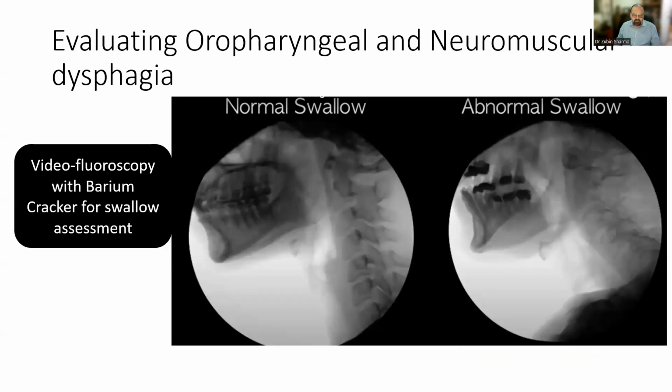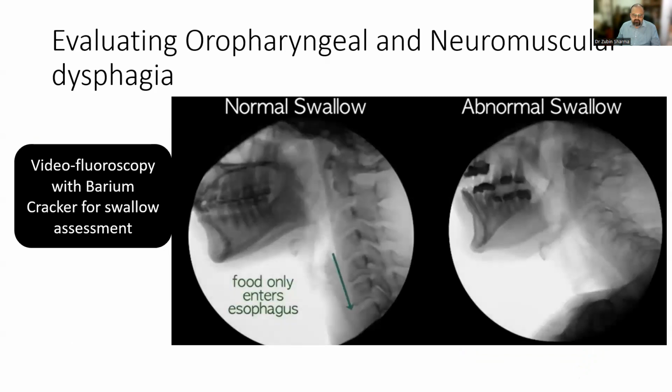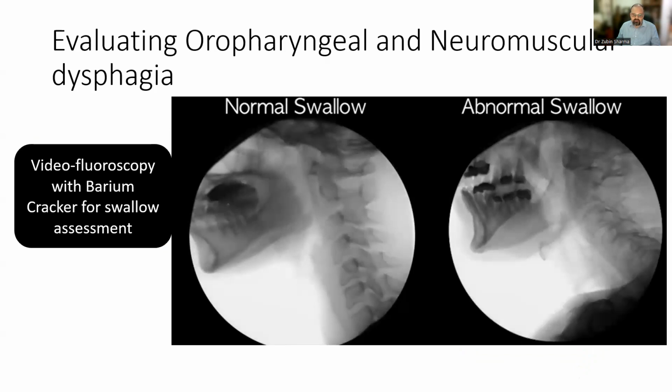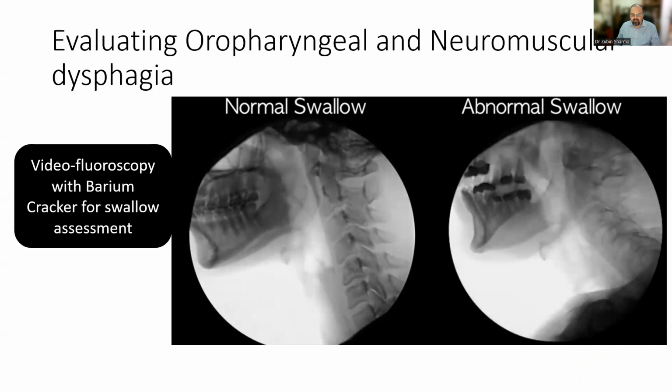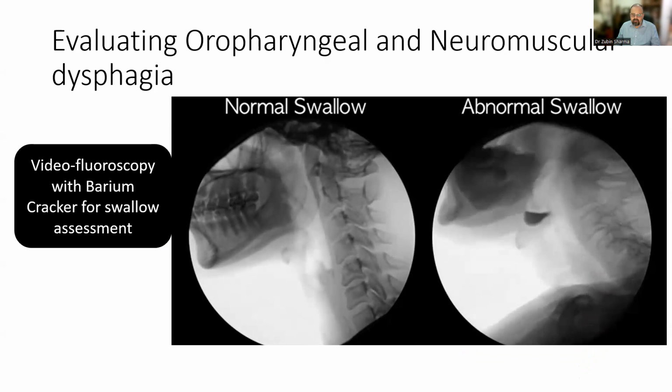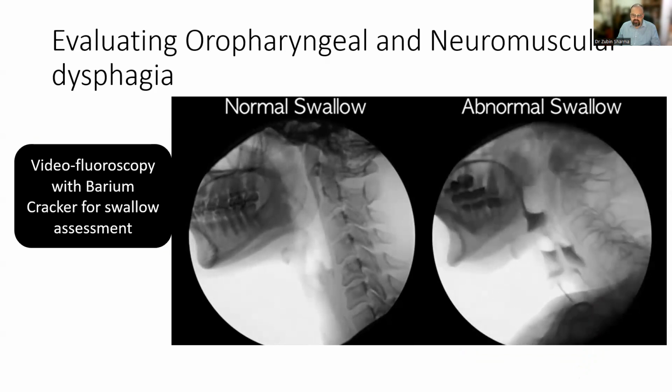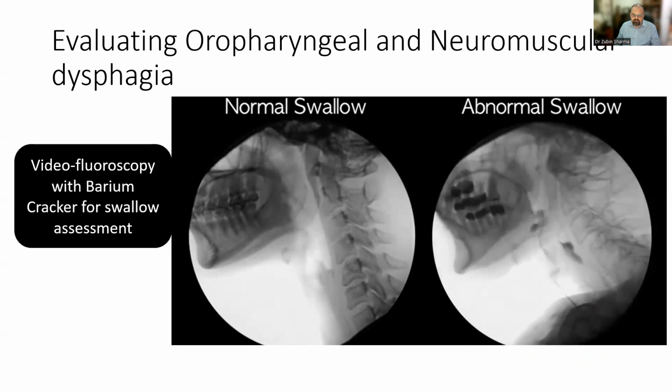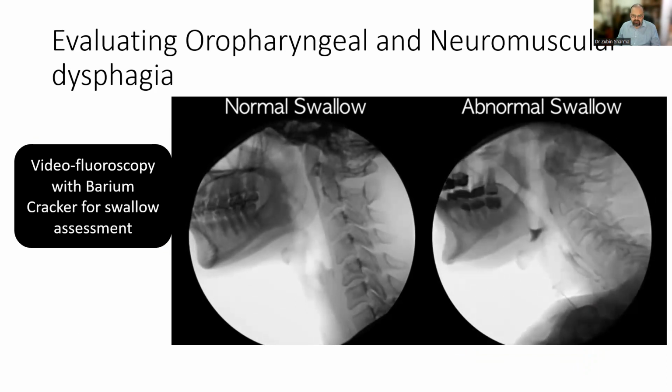Now let me begin with evaluation for oropharyngeal dysphagia. Video fluoroscopy with a barium cracker or a barium paste is something which has been done for years now. And in this particular video, you can clearly see a normal swallow versus an abnormal swallow, and you can see some aspiration going on towards the trachea in the abnormal one. This is one of the preliminary tests if you are going to evaluate for neuromuscular dysfunction. And I think this is most important, which gives you relevant anatomical details.